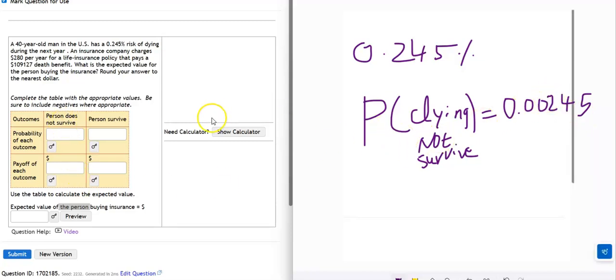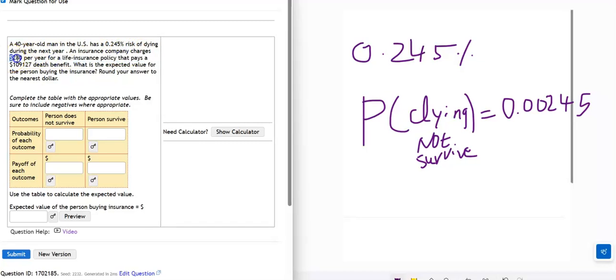You get that? Okay. An insurance company charges $280 per year for a life insurance policy. This is what the insurance company charges to purchase that life insurance. But it pays a $109,127 death benefit. Thus, if the person dies, the company pays this much, but the person has to pay $280. And what is the expected value for the person buying the insurance? That's the question. Round your answer to the nearest dollar.